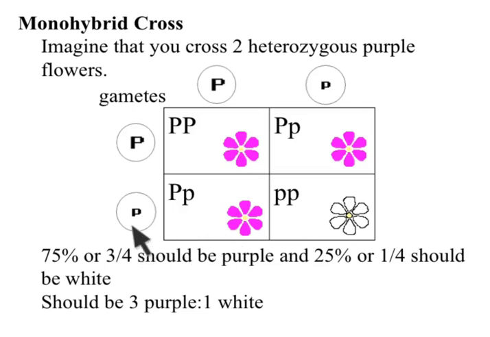And the only way to get the other phenotype, which is the white flower, is to have this recessive allele coming across and pairing with this recessive allele, which would make the homozygous recessive and express itself as white flowers. And this gives us a 3-to-1 ratio.